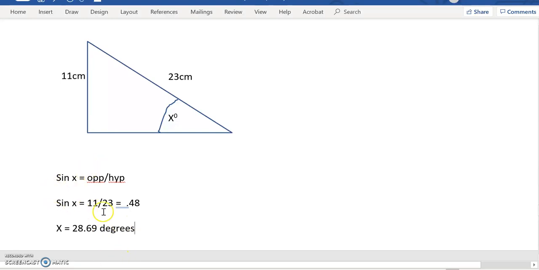If we just have a quick look at this stage again, this is the opposite. Once we know that sine of x equals 0.48, we can find x by using that inverse sine, sine to the negative 1 function, and that gives us what the angle equals there.